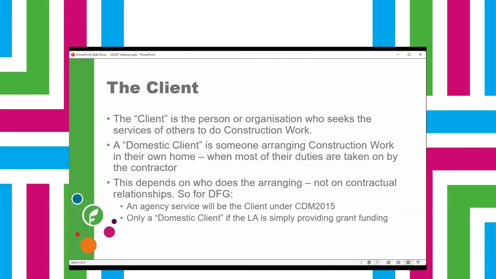Some key definitions, and again, this is all set out in the new guide on the website, so you're very welcome to go and have a look at this afterwards. The client is the person or organisation who seeks the services of others to do construction work. There is a definition of a domestic client, who is somebody who owns their own home and arranges construction work in their home. But in terms of DFGs and adaptations, if you're providing an agency service that does the arranging, then you are the client.